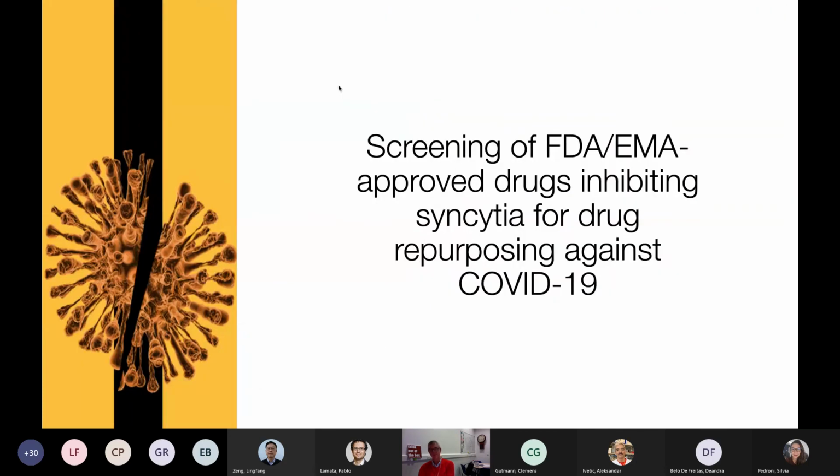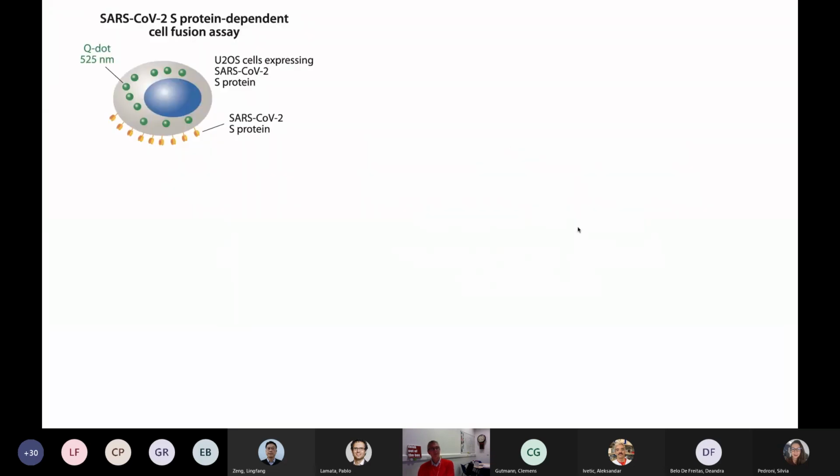So we decided to set up a screening of FDA EMA-approved drugs that block this syncytia, because these can be repurposed against COVID-19. And here, there were two screenings that we set up.